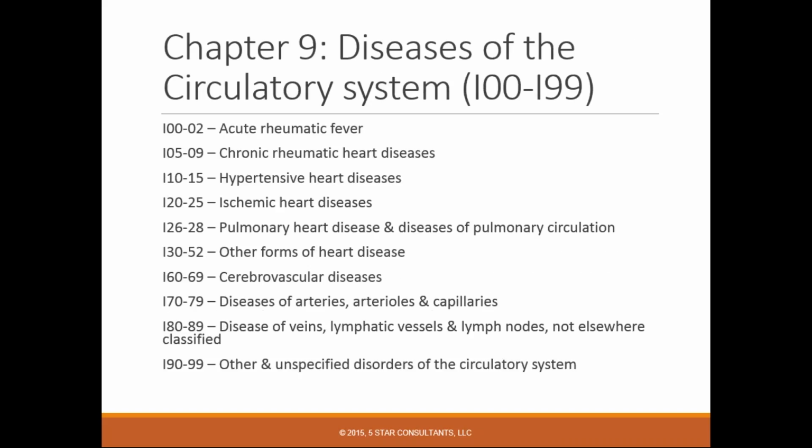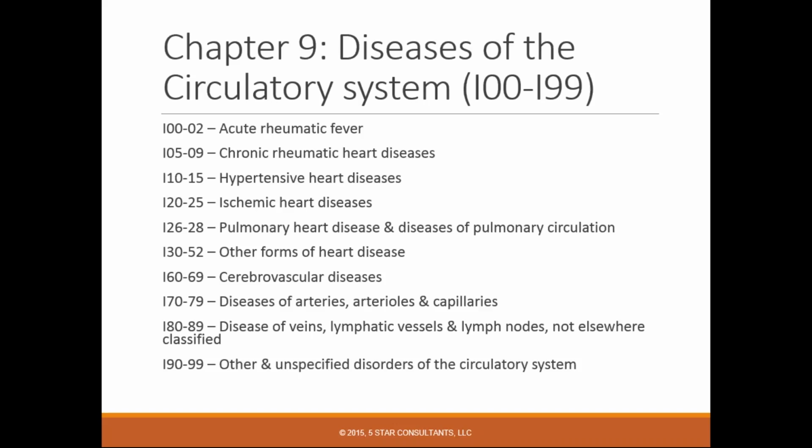So now one of our big chapters, Chapter 9, diseases of the circulatory system, I00 to I99. So, we won't use the first couple too often. I00 to I02 is acute rheumatic fever. I05 to I09 is chronic rheumatic heart diseases. Then one of our huge ones, I10 to I15, is hypertensive heart diseases.